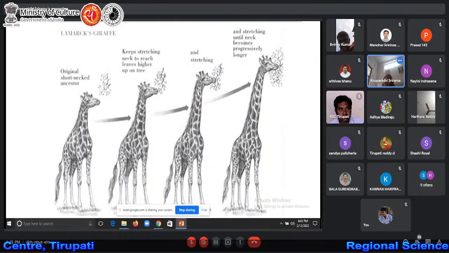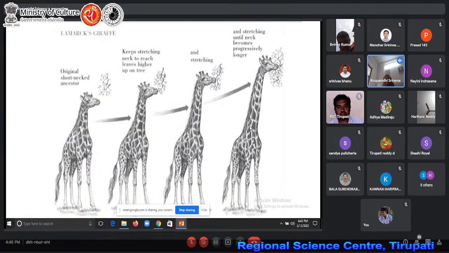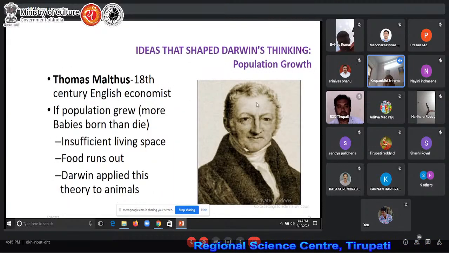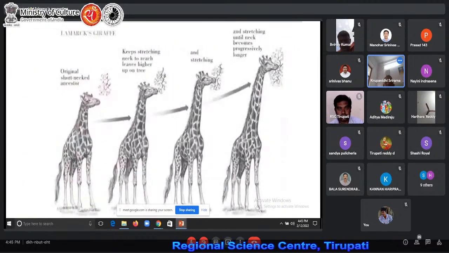Original short-necked ancestor of the giraffe. Later, the neck is stretching, then further stretching. Now this is the ultimate neck, and with this the giraffe is seen presently. Like this, there are a good many examples, which I will show you later.